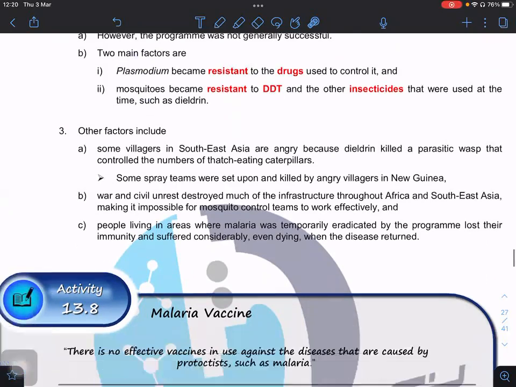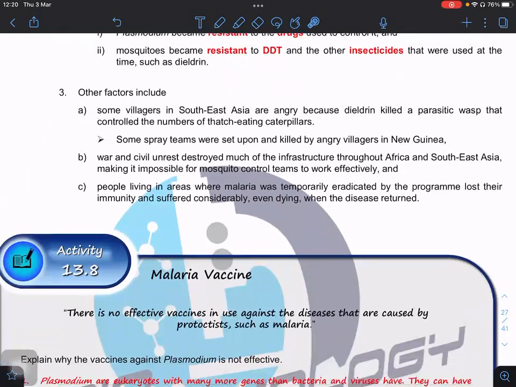Okay. Other factors also include agriculture in Southeast Asia. Some villagers became angry because the chemical we used killed the parasitic wasps that actually control the caterpillar. Try to imagine: you kill the wasps, the caterpillars survive, and the caterpillars are going to destroy the plantation. So some spray teams were set upon and killed by angry villagers.